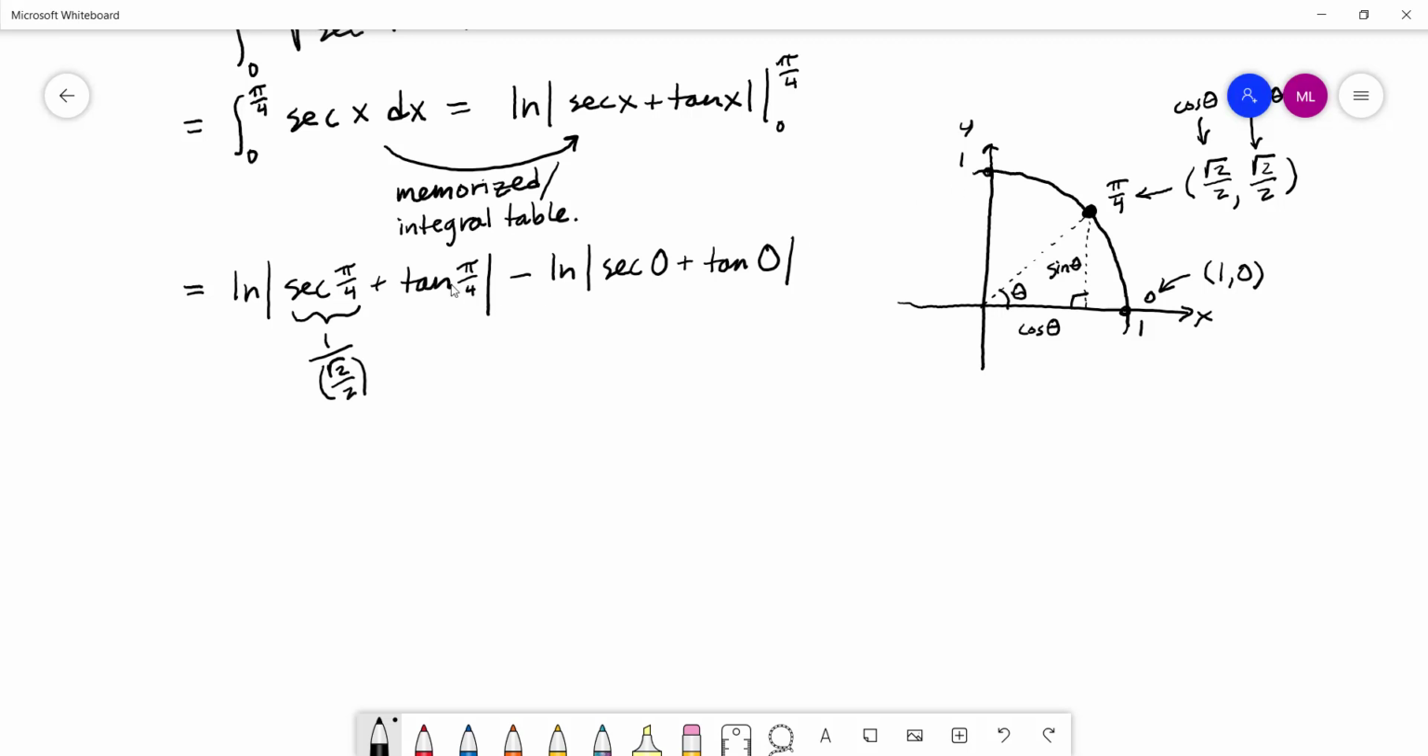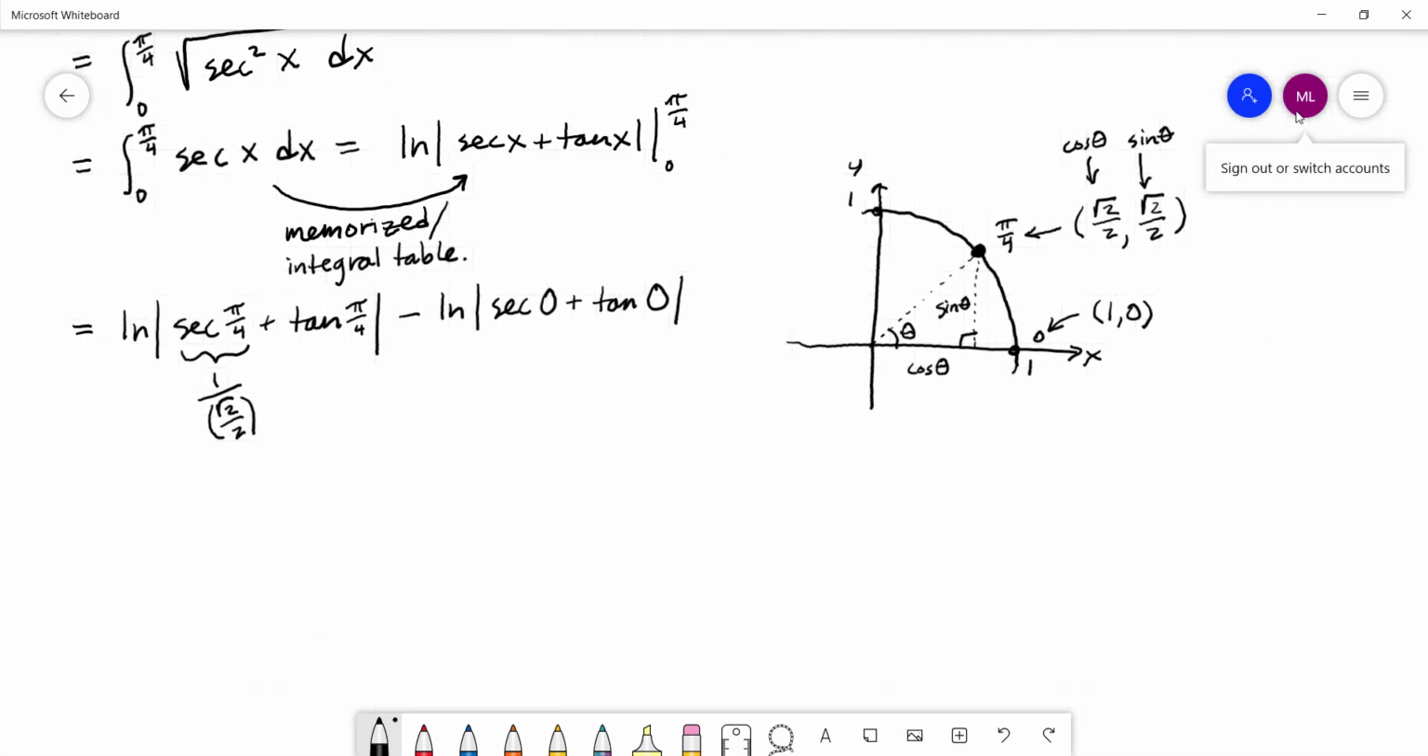Tangent of pi over 4 is going to be sine over cosine. So again, let's get these all on the screen at once. Sine over cosine, that's just going to be root 2 over 2 over root 2 over 2. So root 2 over 2 over itself, anything over itself is 1. We now go down to this point, the argument 0.